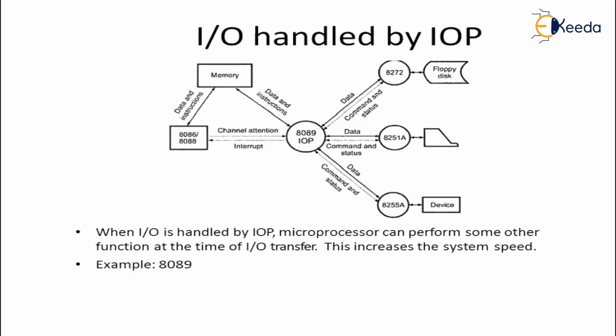And what are the benefits? This will increase the speed of the system. That is, the speed increases, the data transfer increases, and multitasking also increases. The example over here is 8089.